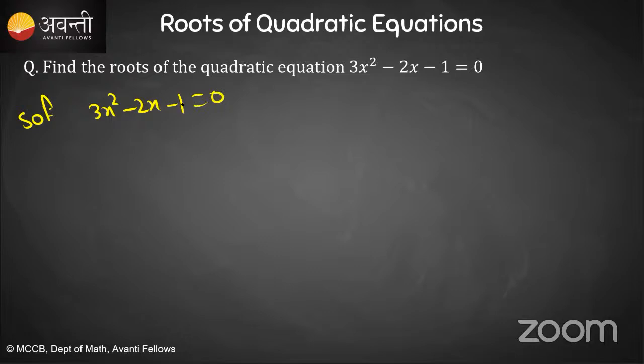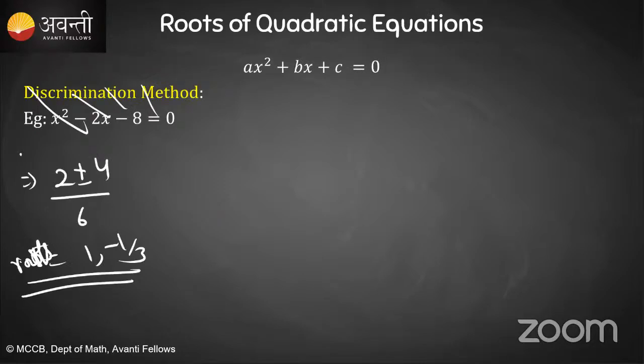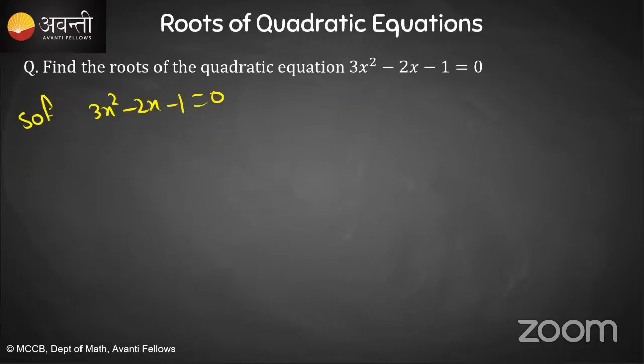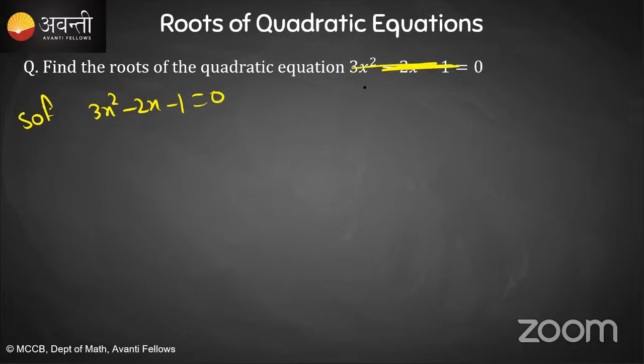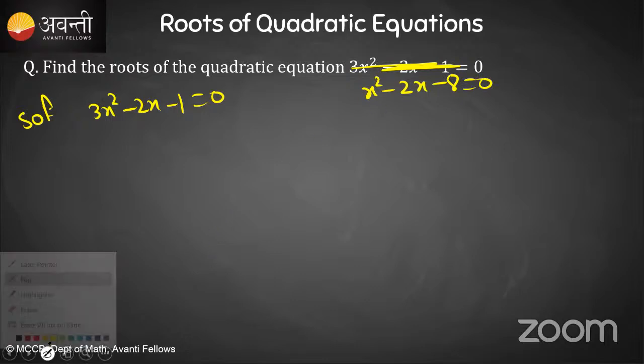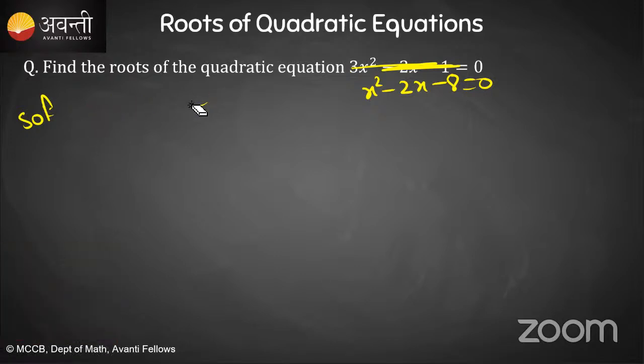Okay, one second. Yeah, there is a misprint here. Actually the question was x square minus 2x minus 8 is equal to 0. Okay, this is the question, x square minus 2x minus 8. So solve this and let me know the answer. Use any method, discriminant or factorization. Find the roots of this equation x square minus 2x minus 8.